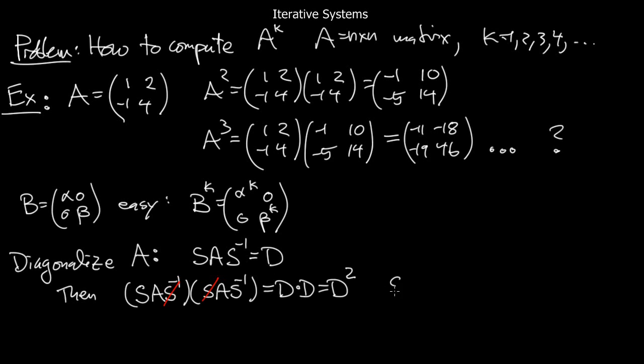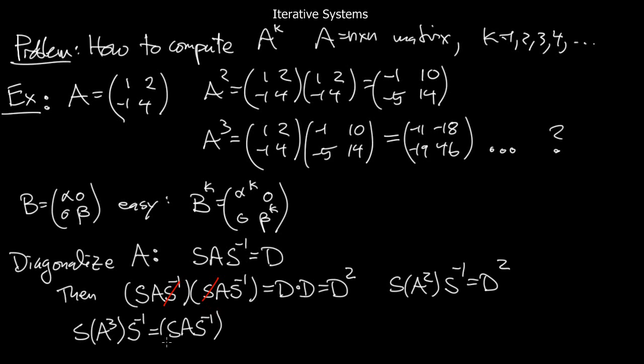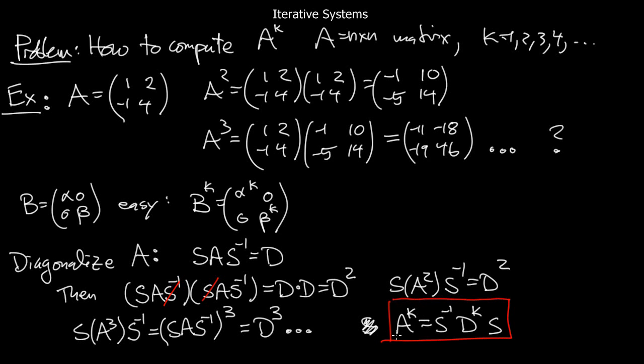But if you look on this side, that says that S A squared S inverse is equal to D squared. So the S which diagonalizes A also diagonalizes all powers of A. So for example, if you want to diagonalize A cubed, you get D cubed. And so the conclusion from this is that to compute A to the K, you just write it as S inverse D to the K S. If you have the S which diagonalized A, then you can use this formula for computing powers.